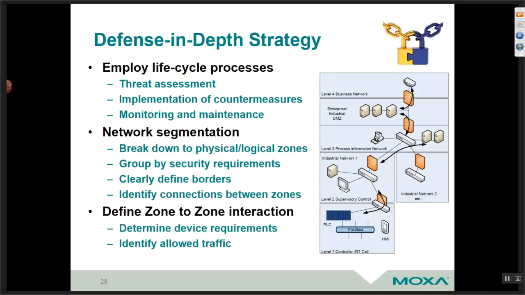And then finally, define zone-to-zone interactions. So perhaps you have manufacturing lines that on occasion need to talk to each other. You can use firewalls to allow things like policy exceptions so those devices can communicate with each other. But make sure that only traffic that is supposed to talk to each other is talking to each other. If you follow those practices, that's a really great way to make sure that your network from the office floor down to your plant floor is secured and done in a manner that will leave you not vulnerable to cybersecurity incidents.